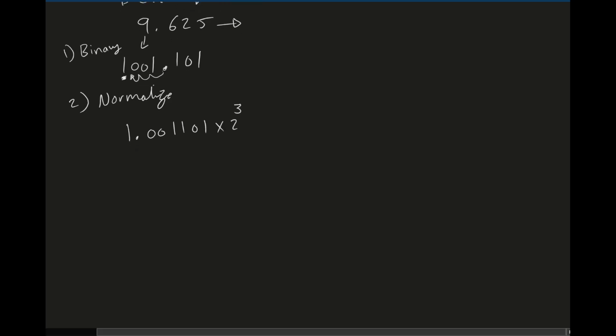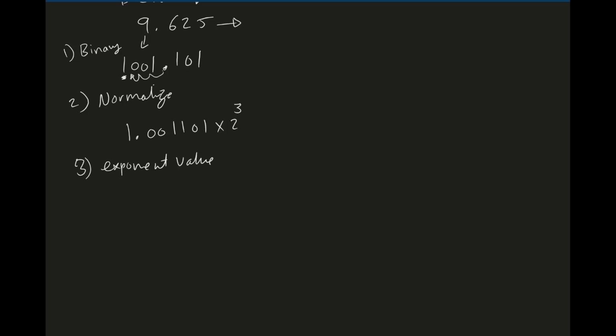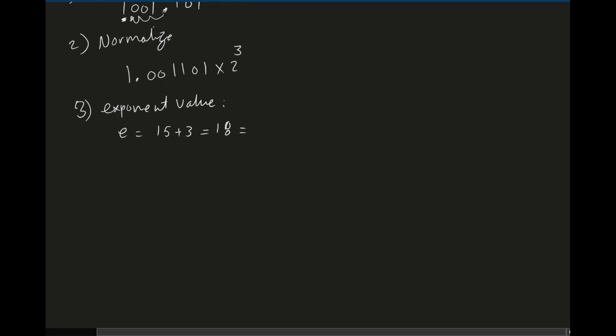Okay. Now we have to calculate the exponent. So number 3, get the exponent value. We said with half precision, we store the number in excess 15, meaning the number that's going to go into the memory for the exponent is going to be 15 more than the actual number. So in this case, 15 plus 3, the exponent will be 18. And 18 in binary is 16 plus 2.